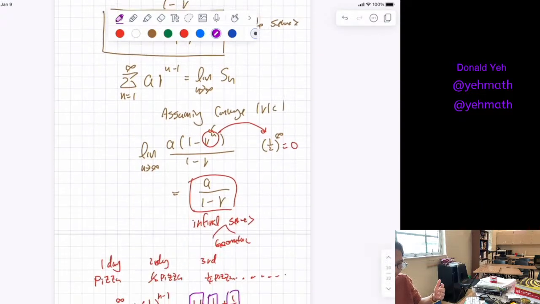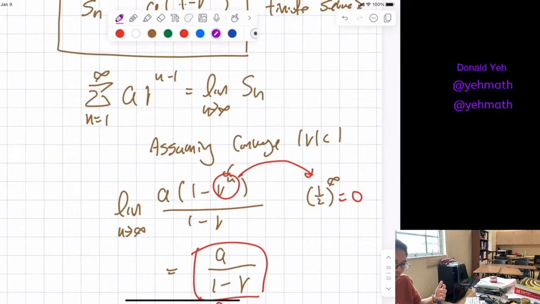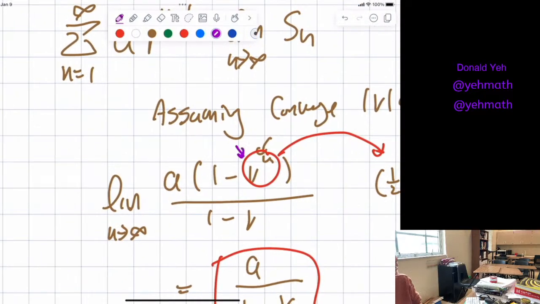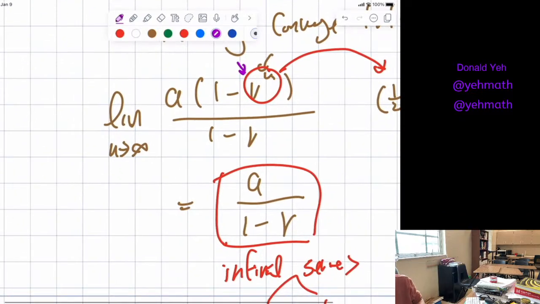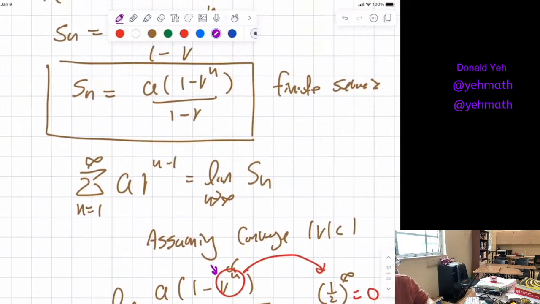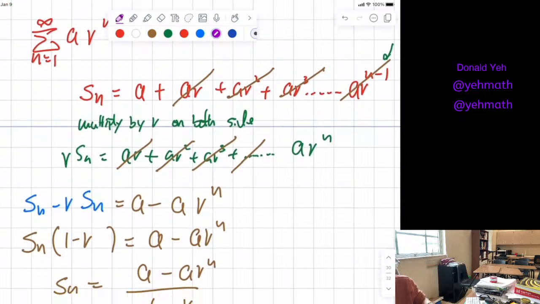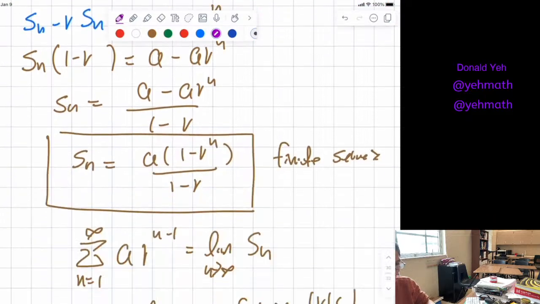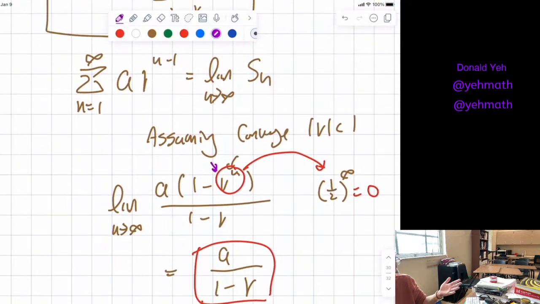And later, somebody says, wait, if we learn about calculus, what if the r is less than 1? Then if it goes to infinity, that's going to be 0. And then boom, a over 1 minus r. So the calculus was kind of invented after the algebra. First, this was a pure algebra manipulation. Later, we have limits now.